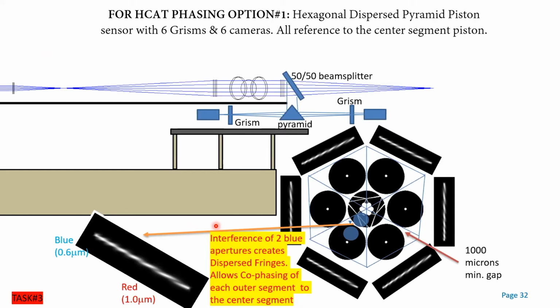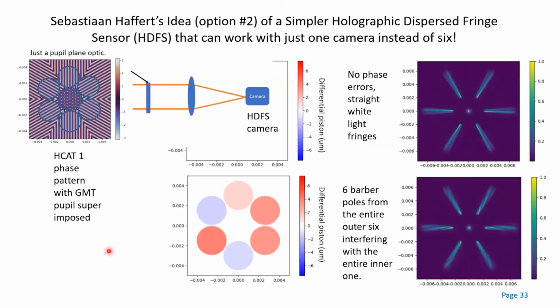The initial idea that I came up with was we would interfere different parts of the GMT pupil and create dispersed fringes. You basically interfere the PSF from this patch of pupil with this patch, which gives you basically like a Young's double slit PSF, and then you disperse it from blue to red, and you can actually see individual fringes. This doesn't suffer from the 2 pi phase wrapping problem and gives you a nice linear way of detecting phase.